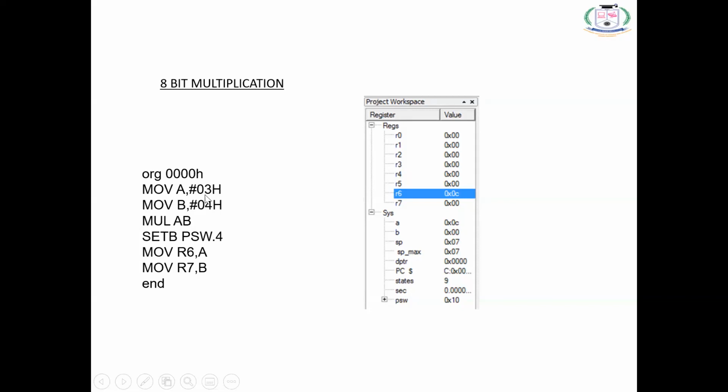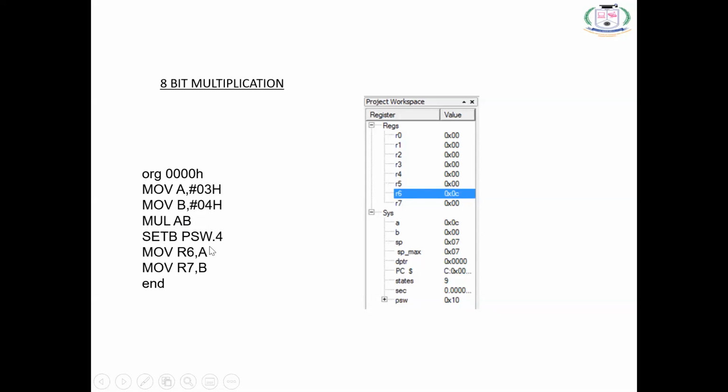So A into B, 3 into 4. We all know 3 into 4 is 12 in decimal, but we are performing in hexadecimal. The value 12 is C. Here it is not exceeding 8-bit data. Sometimes, depending upon the value, it will exceed 8-bit data. At that time, the lower order byte will be stored in the accumulator and the higher order byte will be stored in the B register. But here 3 into 4, what is my value, ma? C alone. So C will be stored only in the accumulator. Here there is no higher order byte.